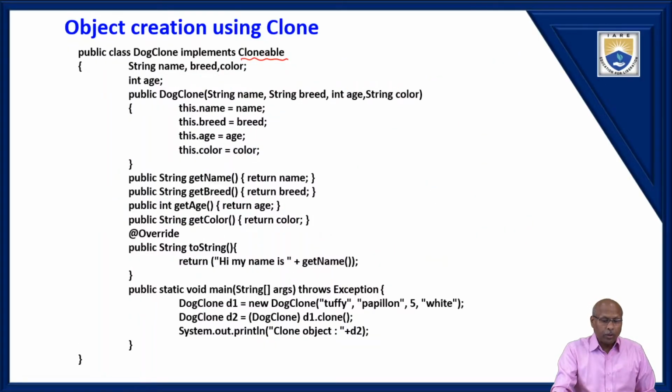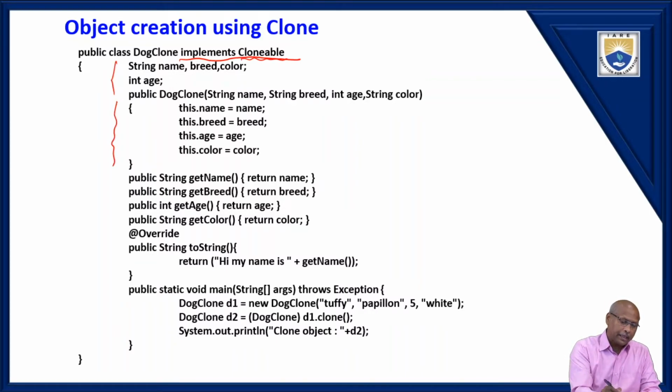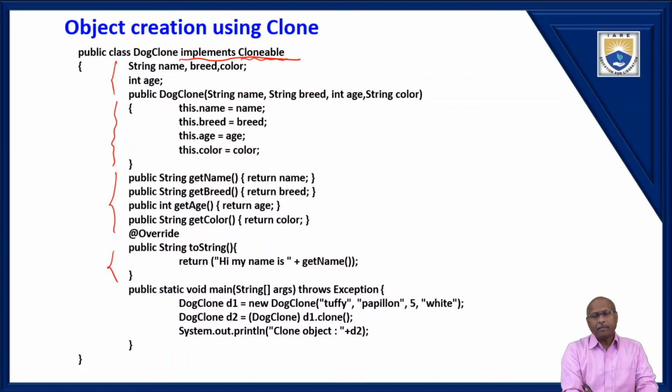Now see how to use Cloneable. If you want to use Cloneable to create an object, it's the same program, whatever way you have done, but here you have to write a keyword called implements Cloneable. This statement you have to write. If you want to create an object through the clone method, then you first have to implement the Cloneable interface. After implementing that, whatever the attributes, constructor and methods are there, you have to write. And toString is there to print the object.